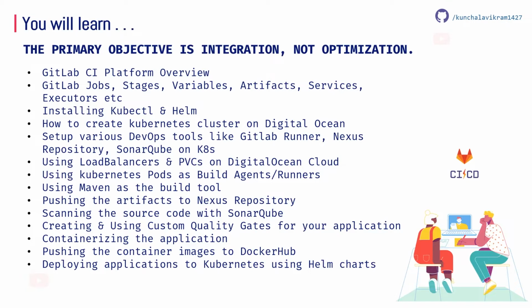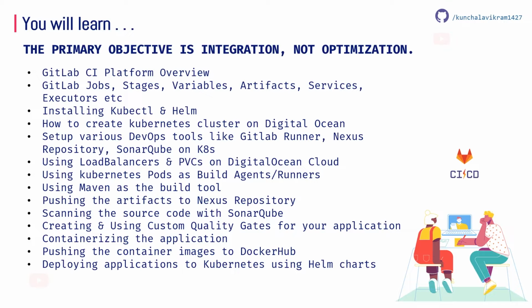So these are the various things that we are going to cover, and the primary objective of this video is to integrate various tools. So we may not fully optimize the CI/CD pipeline because those optimizations come through practice, and you can also optimize it. But you will run into multiple issues when you're trying to integrate multiple tools with GitLab. So I'm going to cover all those integrations so that you can work on the optimization part.